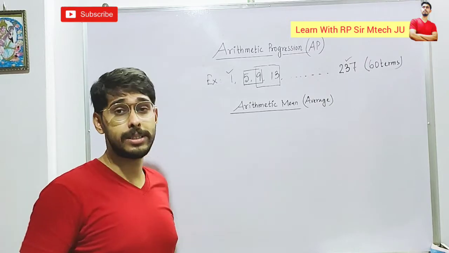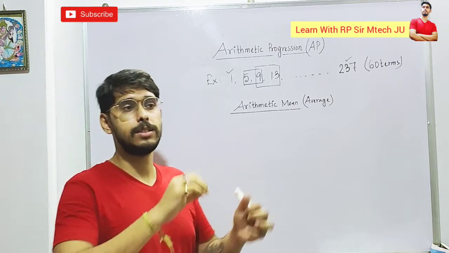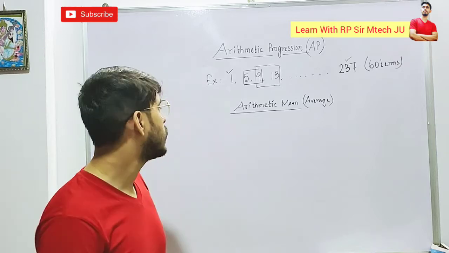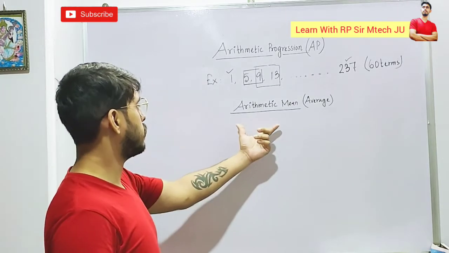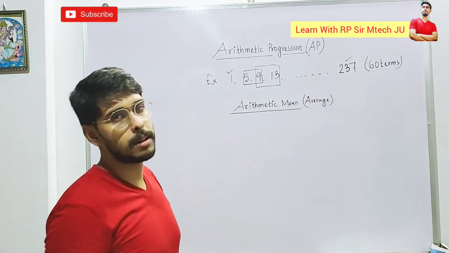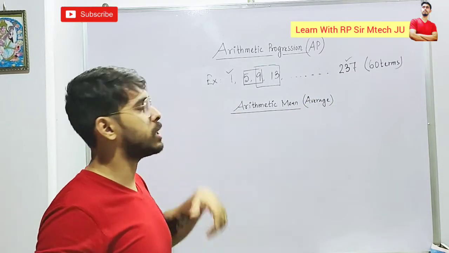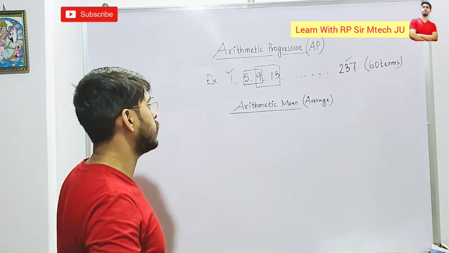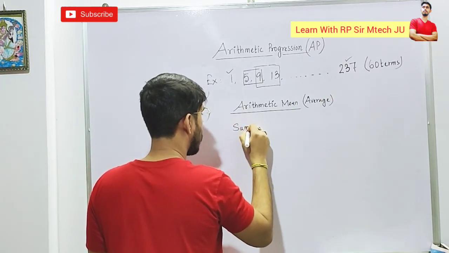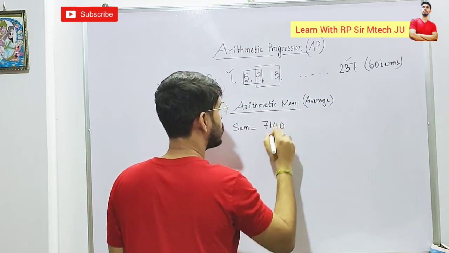Average is, as you know, in statistics you have already got average. What is average? It is the sum of the total divided by the number of terms used. Simple. So arithmetic mean also means the same thing. That means the total sum divided by the number of terms used. So let's say if this is the particular AP and we have to find out the arithmetic mean of this particular AP. So here what is the sum in total? The sum will be in total 7140, which we have just got.